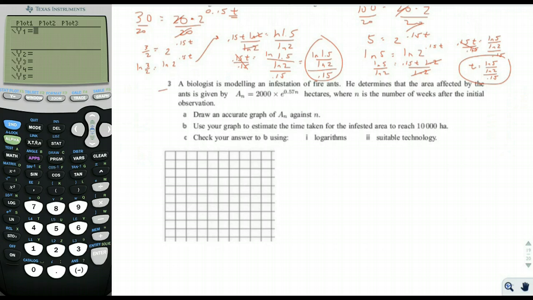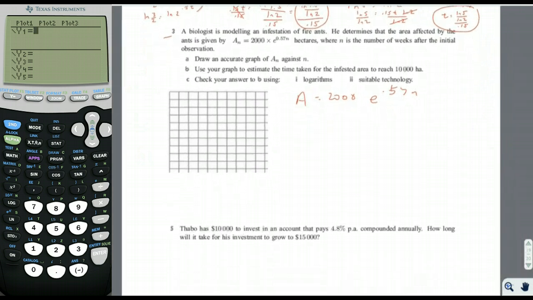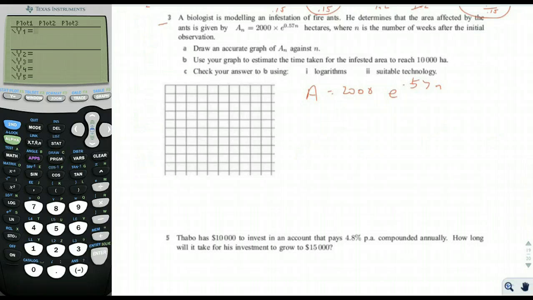So number 3. A biologist is modeling an infestation of fire ants. He determines that the area affected by the ants is given by area equals 2,000 e to the 0.57n, where n is the number of weeks after the initial observation. Draw an accurate graph of a against n, so n, a. Use your graph to estimate the time taken for the infested area to reach 10,000 hectares. Check your answer using logs and suitable technology.